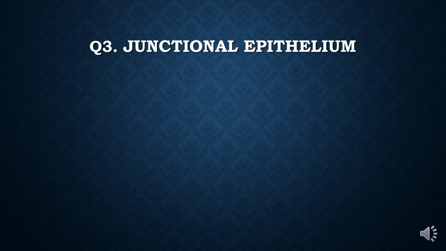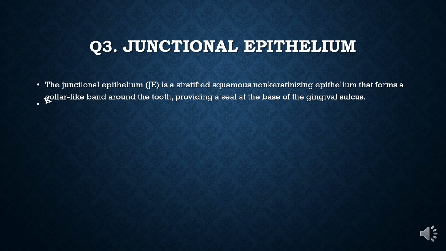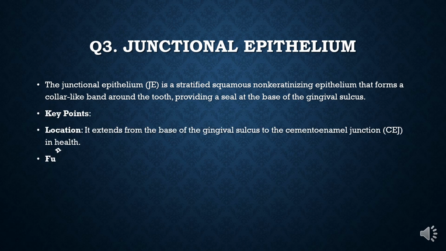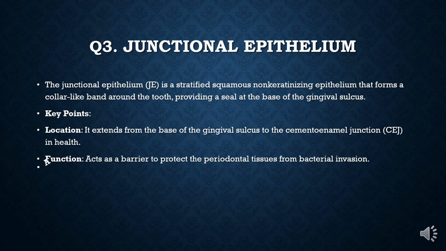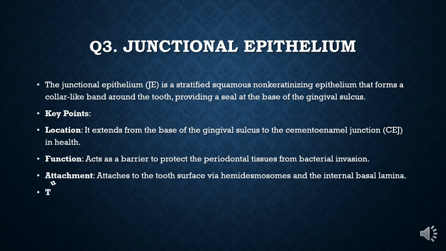Third question is junctional epithelium. It is a stratified squamous non-keratinizing epithelium that forms a collar-like band around the tooth, providing a seal at the base of the gingival sulcus. It extends from the base of the gingival sulcus to the CEJ in health. It acts as a barrier to protect the periodontal tissues from bacterial invasion. It attaches to the tooth surface via hemidesmosomes and the internal basal lamina, and it has a high turnover rate.